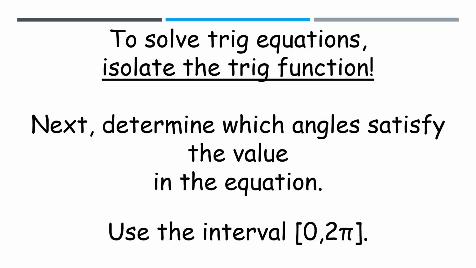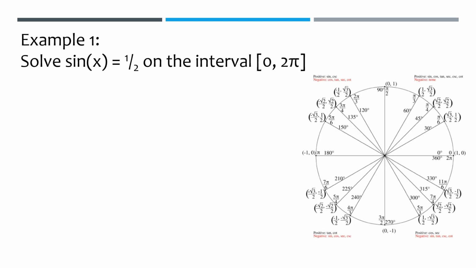Another little quick note is we're going to be answering everything in terms of radians. However, if you are given an example in terms of degrees, make sure that you answer it in degrees instead of radians. So here's our first example. Solve sine of x equals 1/2 on the interval from 0 to 2 pi.